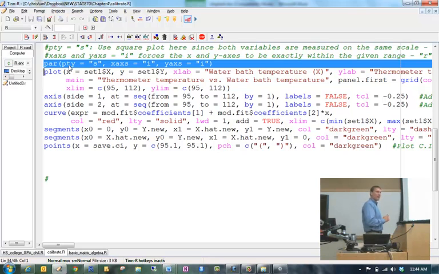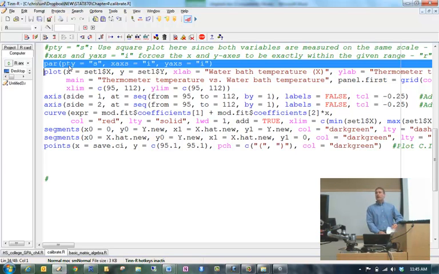par stands for graphics parameters. And there's three arguments that I don't think we have talked about. pty. Anybody know what that stands for, maybe? No, not exactly. Plot type. The s value says make it a square. So you notice the plot itself is a perfect square.